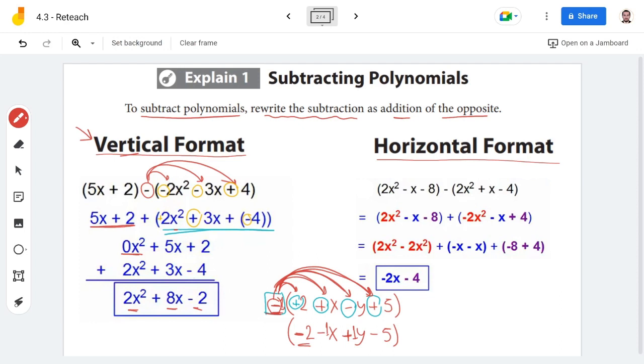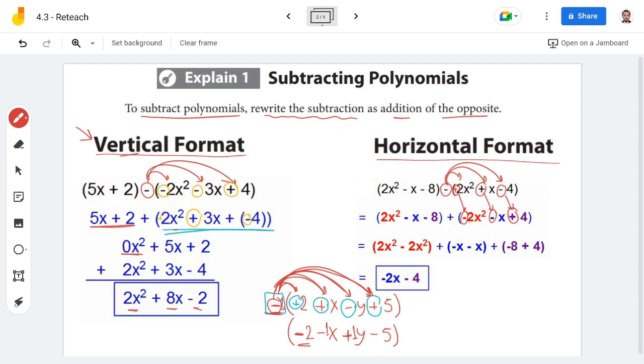How about horizontal? Horizontal is easier, but the same idea. If you have a negative, you distribute the negative and change all the signs after it. So this one is positive, so it becomes negative. This one is positive, it will become negative. This one is negative, it will be positive. So as you can see here, all the signs are changed.